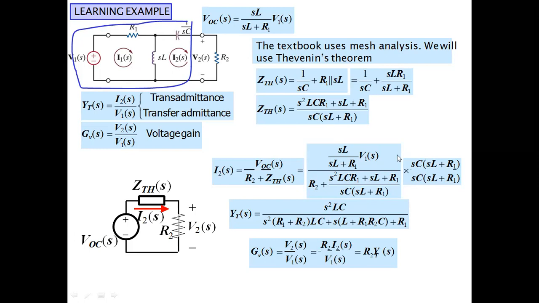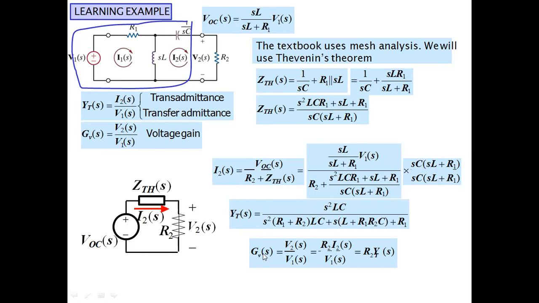If you multiply numerator and denominator both by this SC in bracket SL plus R1, there will be no change. If you solve this, your equation will become like this. So what will happen to the numerator? If you solve, multiplying numerator and denominator by this, this will cancel, and that SC you can take in the numerator, so here SL into SC, so you can write S square LC. So your equation will become this. So here now you will get the equation for trans admittance.